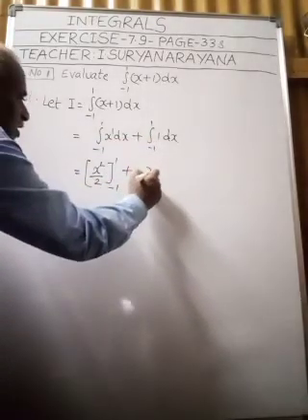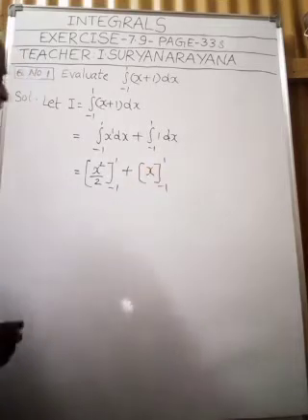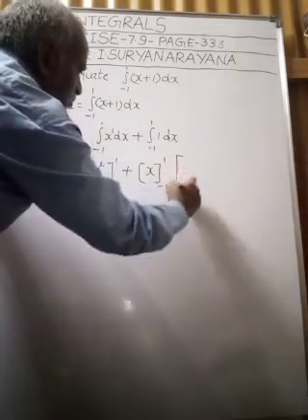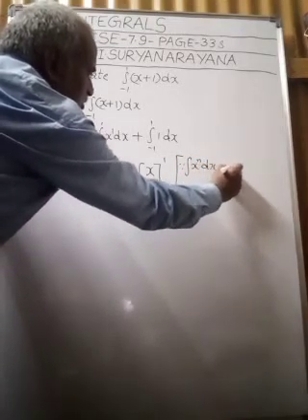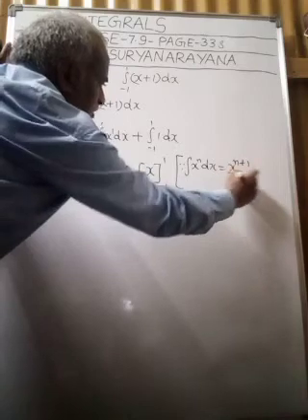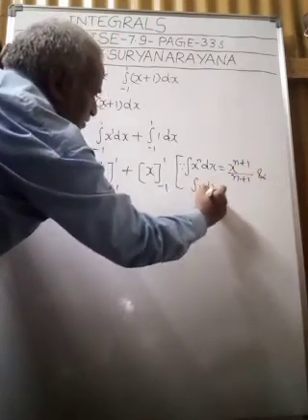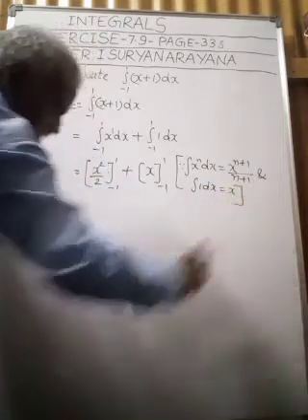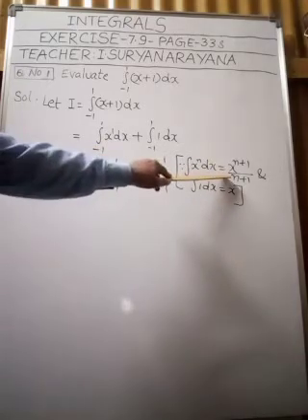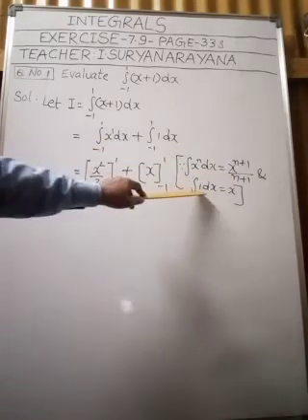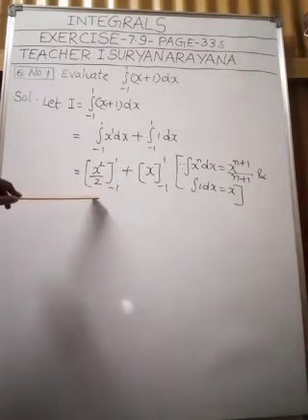What is the value of the integral of dx? It is x. Because the integral of x to the power n dx is equal to x to the power n plus 1 by n plus 1, and the integral of 1 dx is equal to x. For the first term, we used this integral formula. For the second term, we used this integral formula. Then we got this step. Understood this step, my children?